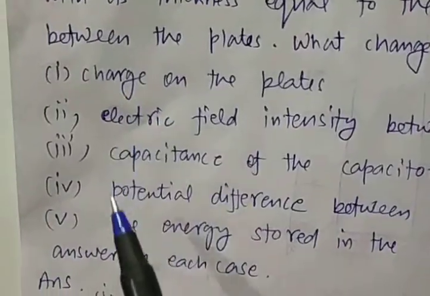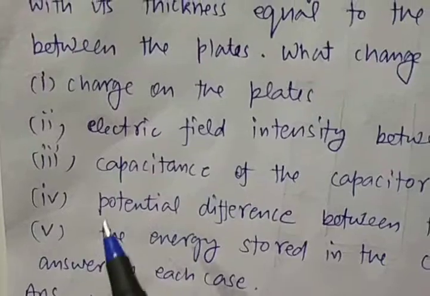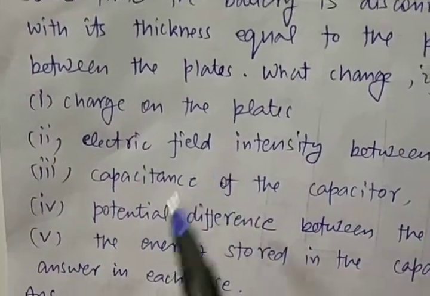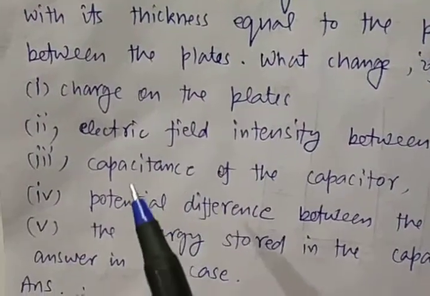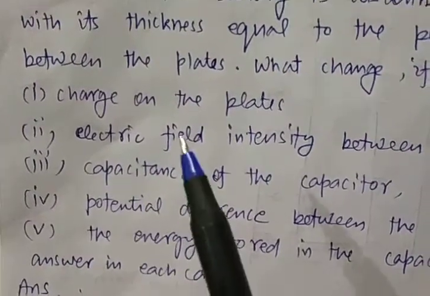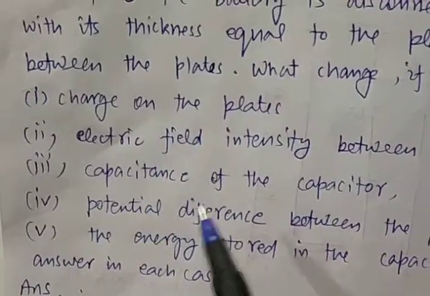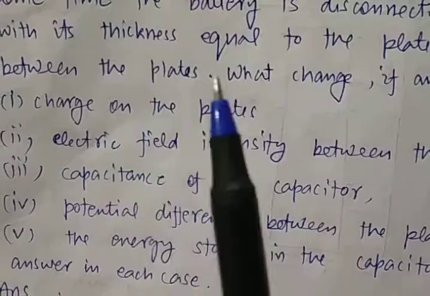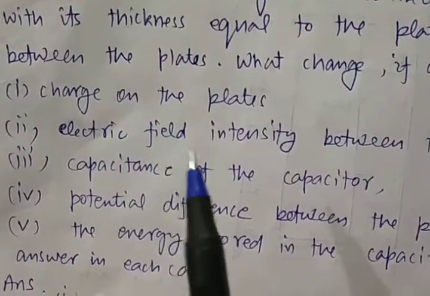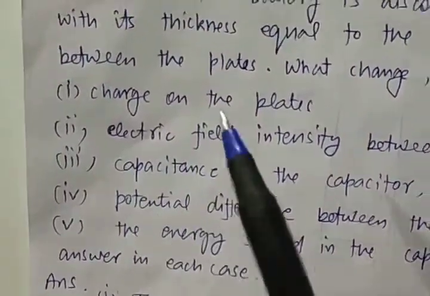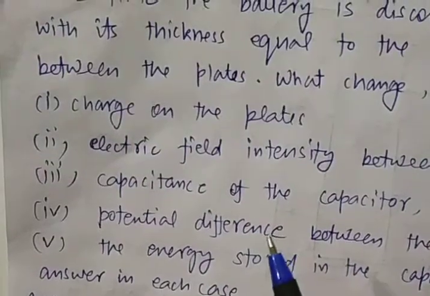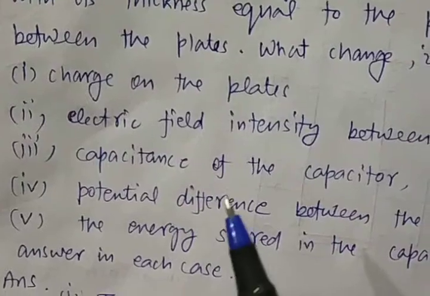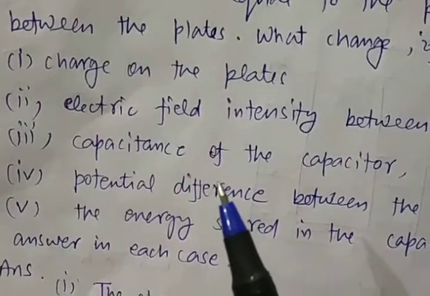And the different quantities are there. So 5 different quantities have been given on which we have to see the change. Now the situation is that the whole part has been changed from vacuum to the dielectric. But when the battery is disconnected, then the charge will remain the same.